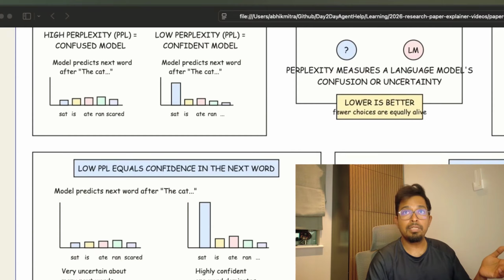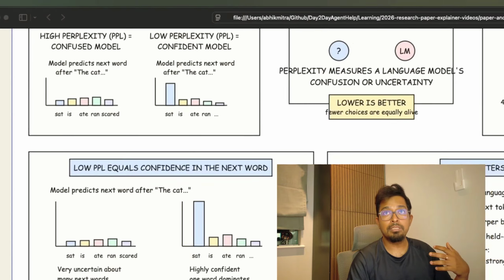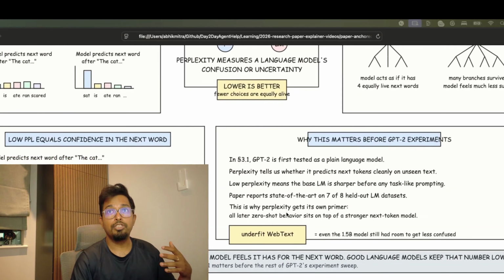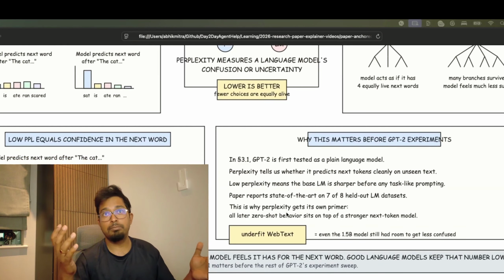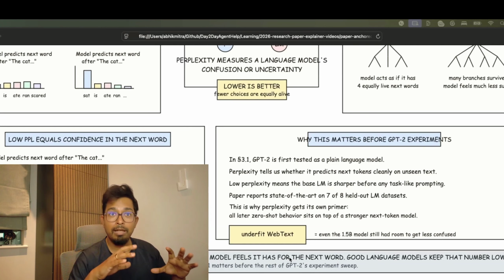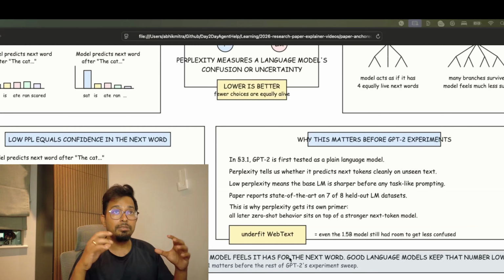Why this matters is it tells us whether the model is predicting tokens cleanly on unseen text. Low perplexity means the base language model is sharper before any task-like prompting. It is the effective number of choices the model feels it has for the next word. Good language models keep that number low, and that is why we are using perplexity as a key way to understand the performance of the model.